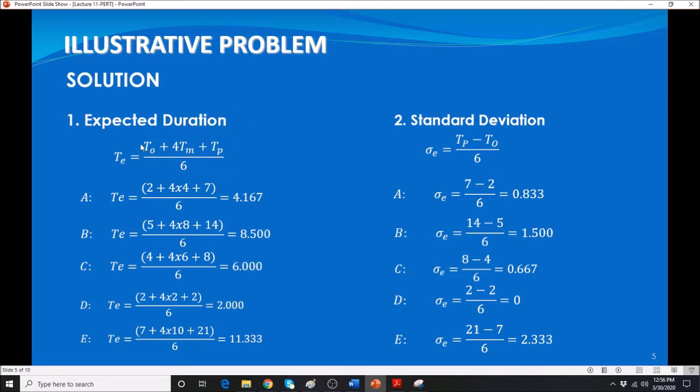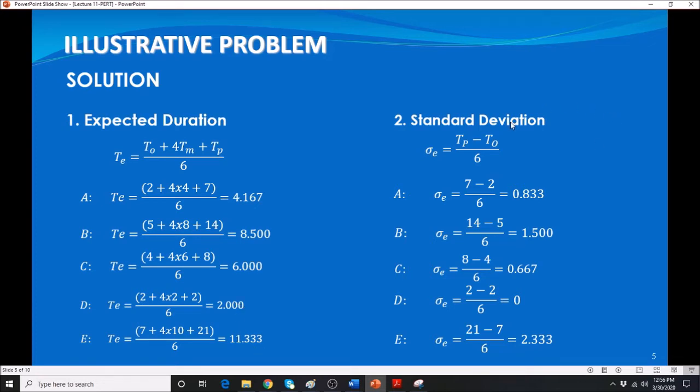And when you add all of those, 1, 4, and 1, that's a total of 6. That's why we have a denominator of 6. So for each given activity, you just need to plug in the values of the TO, the TM, and the TP, and divide by 6, and you'll be able to get the individual expected duration in each of those activities that define the critical path.